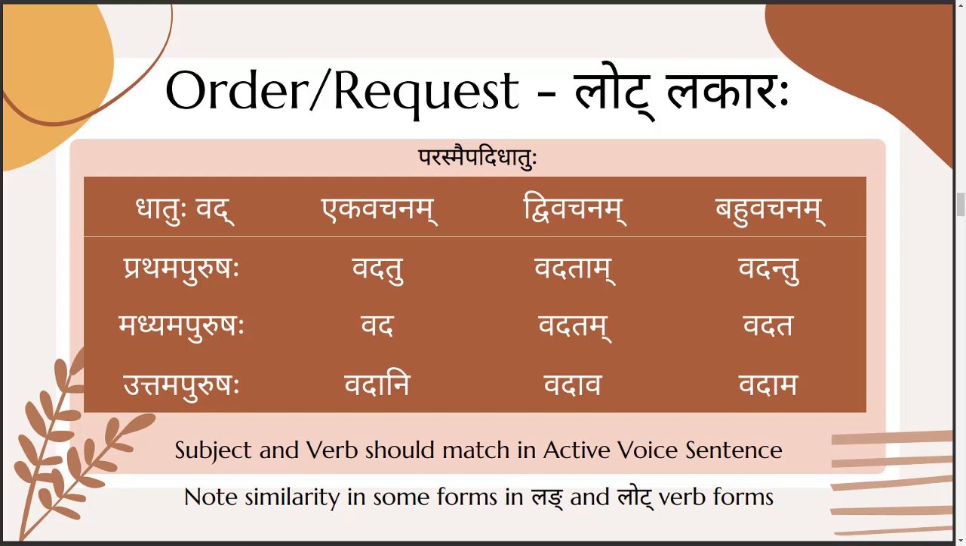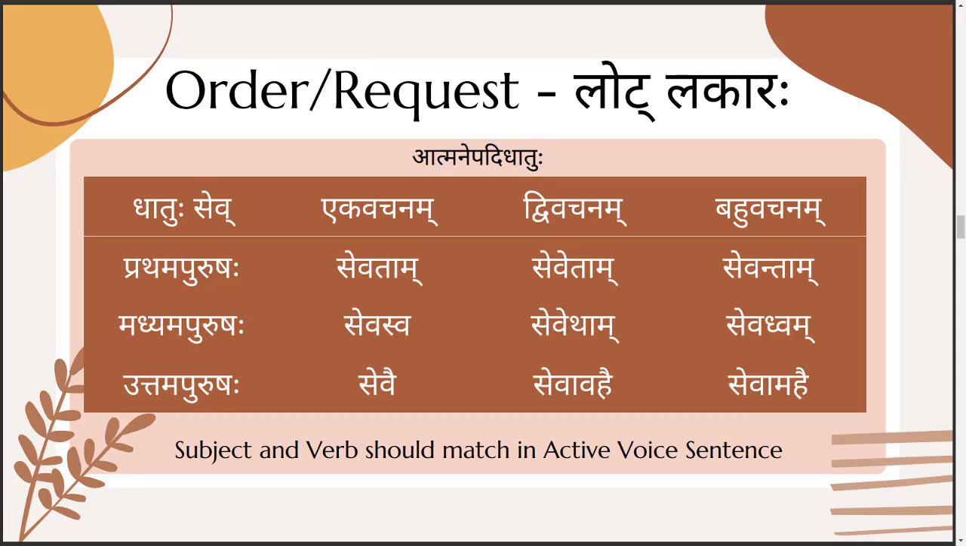So if you write down side by side in a big sheet of paper, in an A4 size sheet of paper, and keep that sheet with you whenever we are reading a story, then it will be very handy. Similarly, in Atmanepadi form, save dhatu: sevatam, sevetam, sevantam. Sevasva, sevetham, sevadhvam. Sevai, sevavahai, sevamahai.